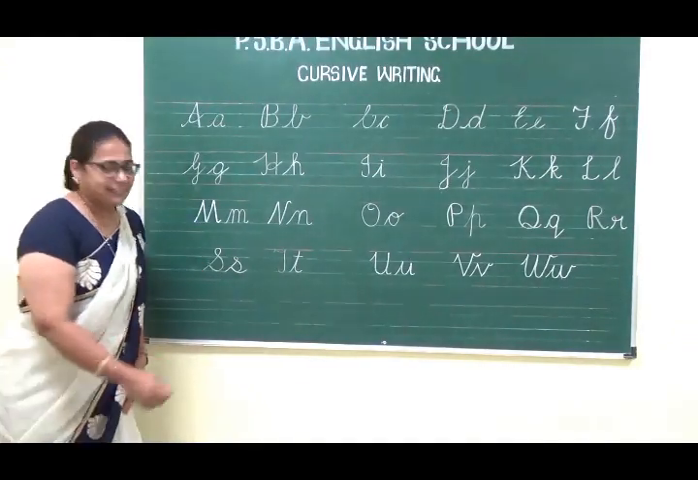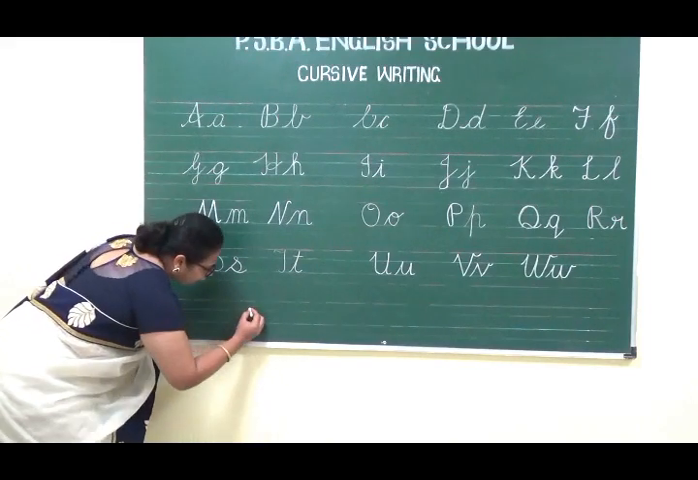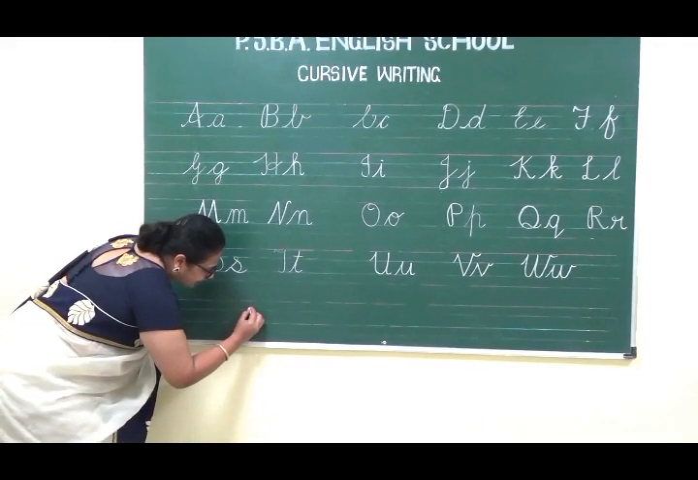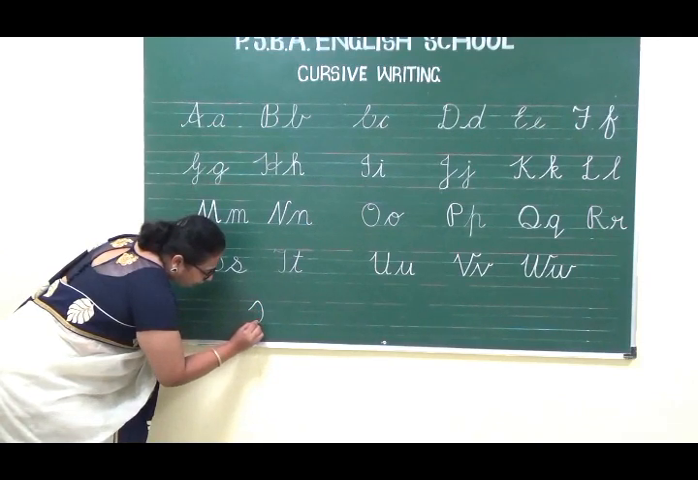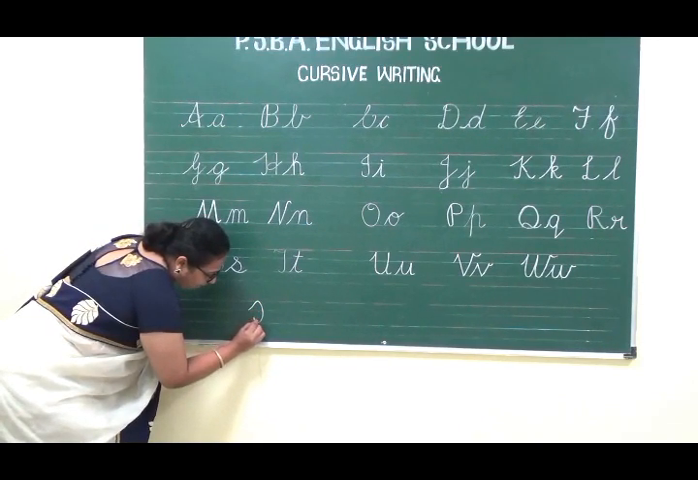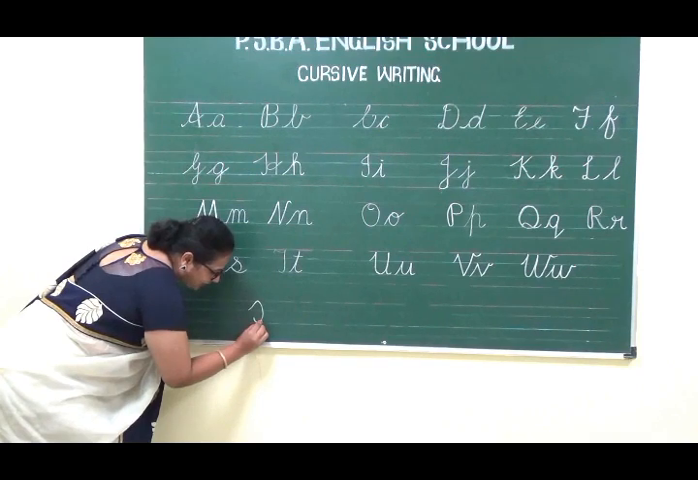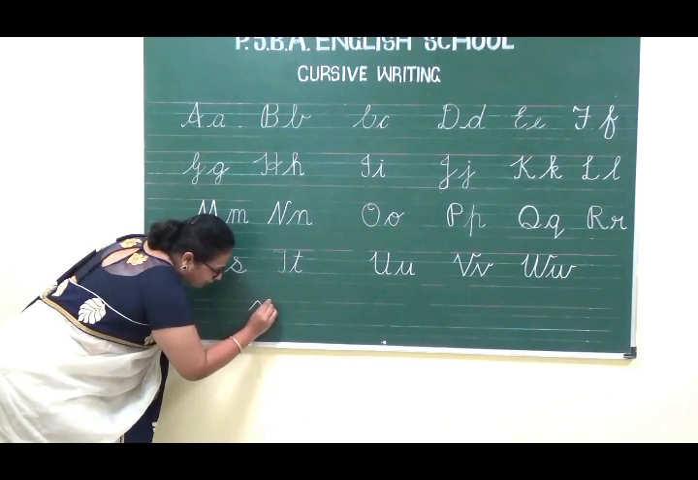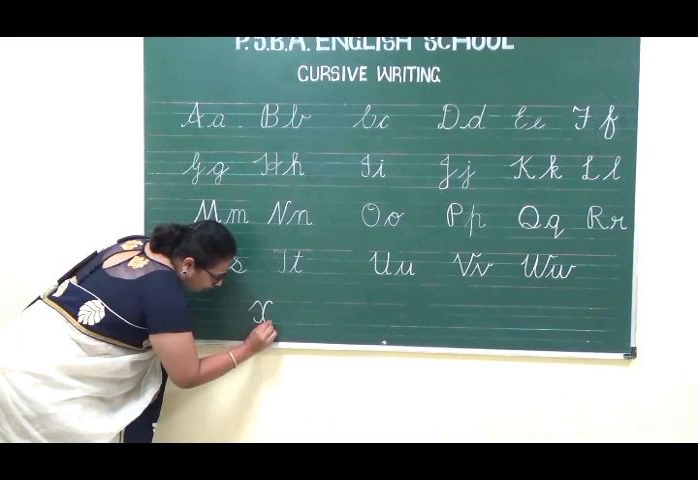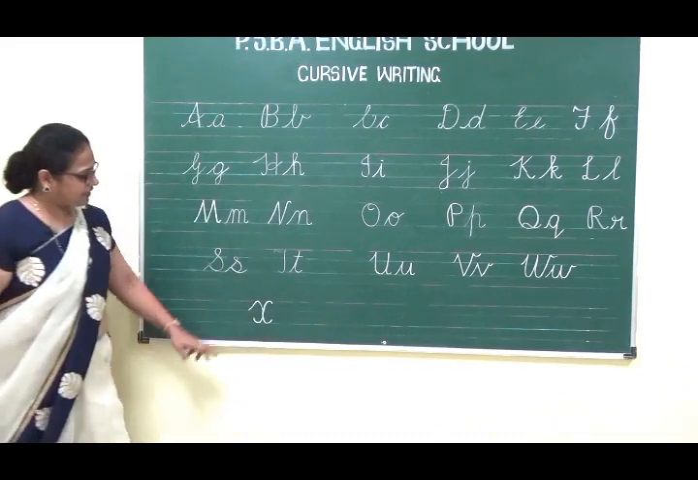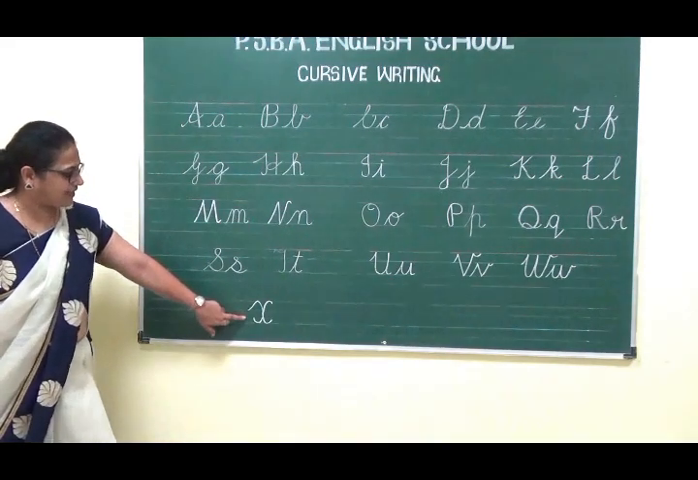Let's see how to write letter X. You have to draw a slanting line from second to first. Come down with a curve. Again, go up. You need not lift your pencil. Go up to the second line and from the first line again draw a curve. Come down to the third line and draw a V. This is capital cursive letter X.